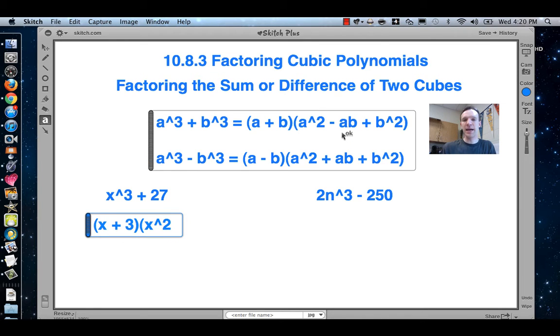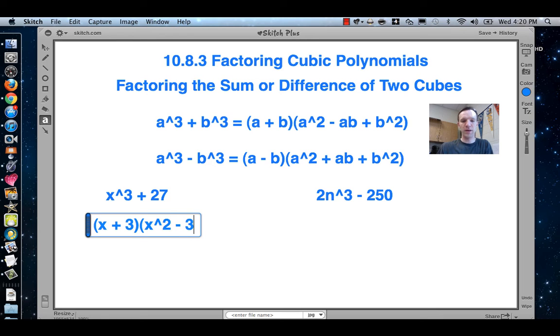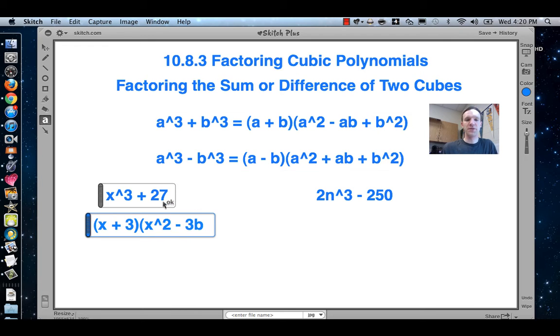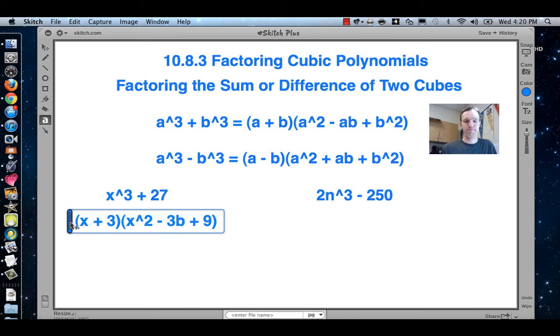It's minus a times b. So negative a, or negative x, times b, which is 3. So negative 3x. And then it's plus b squared. So b again is 3. We square it. So 3 squared is positive 9. And that is your solution for factoring x cubed plus 27.